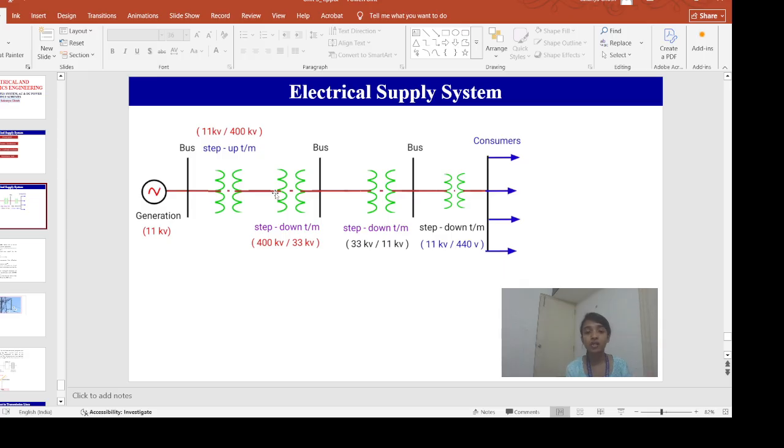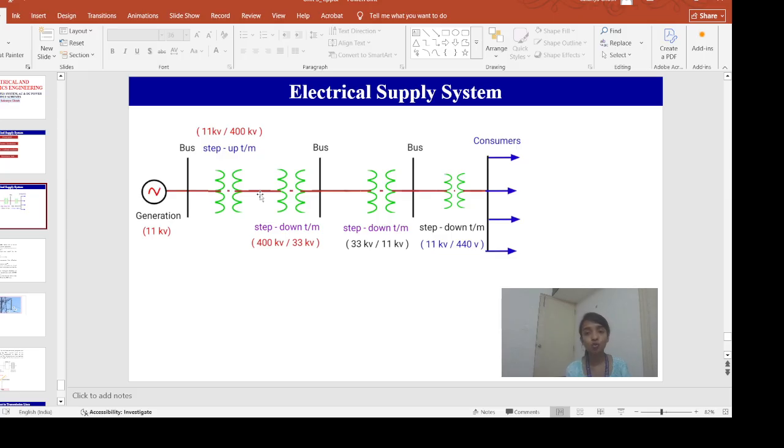Here, using this transmission line, I am transmitting this 400 kV high voltage. So these are high voltage transmission lines. Transmission lines can be overhead transmission lines or underground cables. Usually in rural areas we use overhead transmission lines, and in city areas we usually use underground cables.